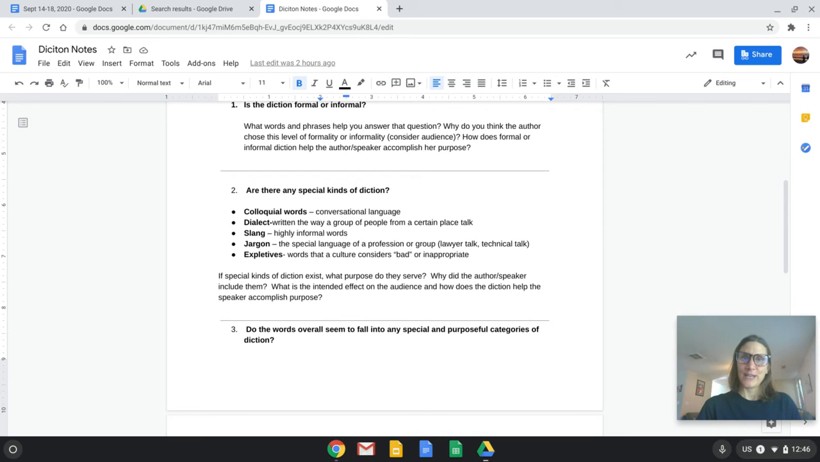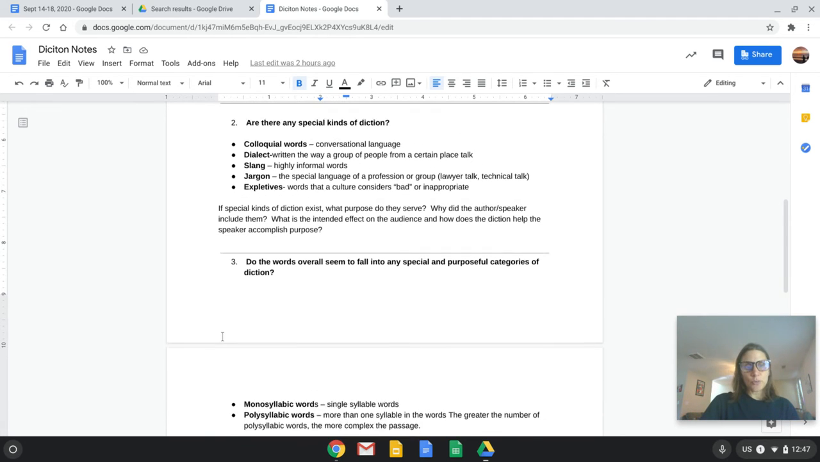Next, we have expletives, your good old bad words. If you notice there are bad words in a text, they are almost always there for some sort of purpose. That purpose could be to establish a character. That purpose could be to be realistic. That purpose could be for emphasis to a certain point that they really want to express. But usually bad words don't happen in a vacuum, and they aren't just thrown around for no reason. Maybe they are in our hallways, but they're not supposed to be in writing. So what you want to ask is, if any of these special kinds of diction exist, why and how do they help the author or the speaker accomplish their purpose?